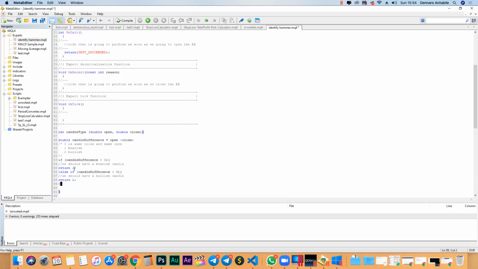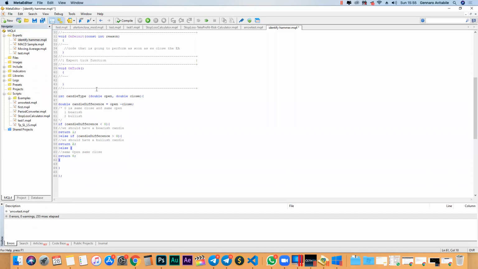And well, else is going to be just enough really. Else, same open, same close, and so we're going to return 0. All right, so we're going to pass the open and the close of a candle. Let's compile this. There was an error: expression not allowed in global scope. Expressions are not allowed here.